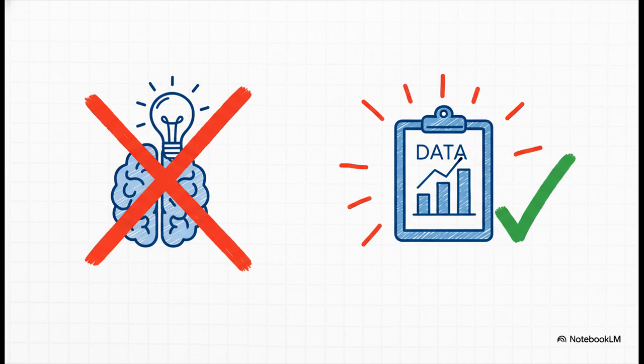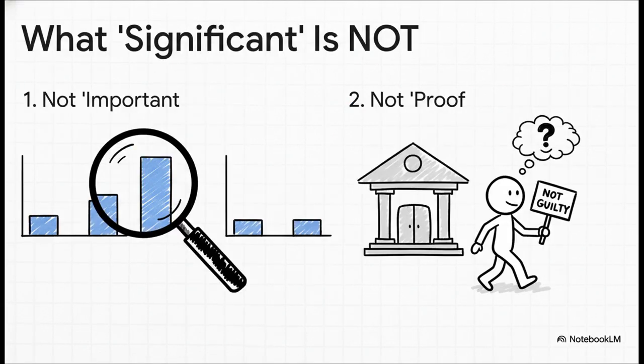So a p-value of 0.025 is basically saying, whoa, if this was just a sugar pill, there's only a 2.5% chance we would have seen a result this strong just by random luck. It's a measure of surprise. And this clears up a couple of other huge misconceptions. First, significant doesn't mean important or large. If you have a massive sample size, you can find a statistically significant result that is so tiny it's practically useless in the real world.